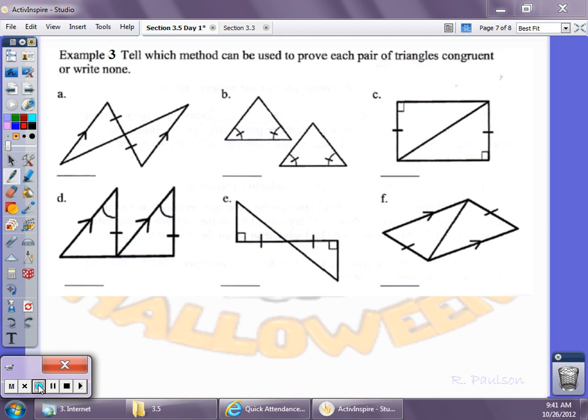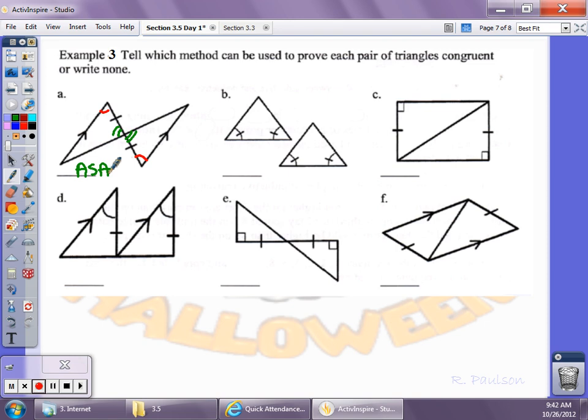So let's see how good we really are. For example 3, we're going to tell which method can be used to prove each pair of triangles congruent. So we can use any one of our 5 methods. In the first diagram, we are given that we have two parallel lines, which means there must be a transversal. Based on this, I can tell that alternate interior angles are congruent, and I can do that marking. I can also state that vertical angles are congruent. So based on these markings, these triangles are congruent by angle, side, angle.